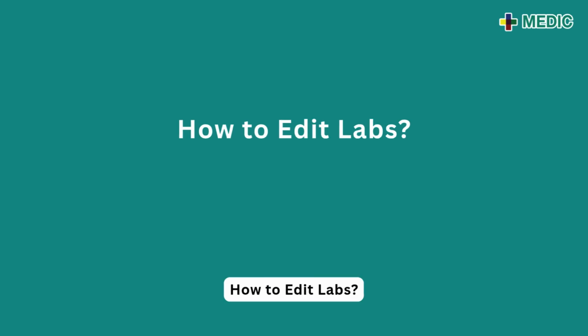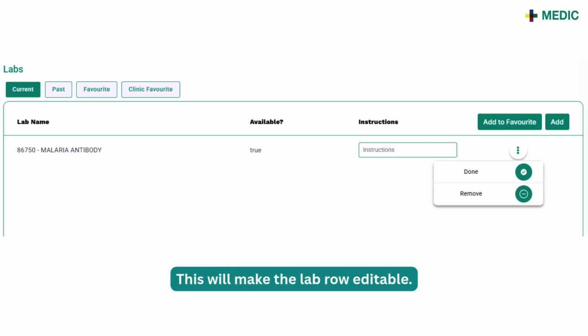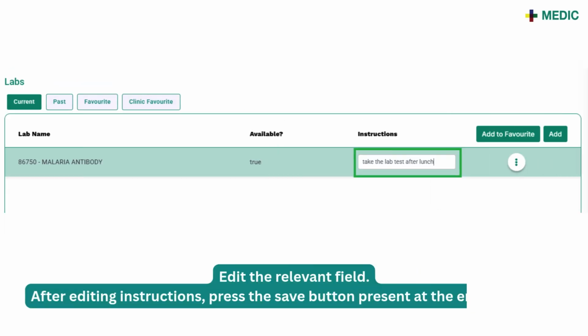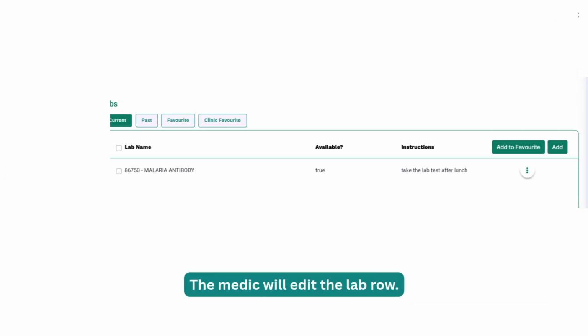How to edit labs. Go to the Lab section as described in the Prerequisites section. Now to edit the lab, select the Edit button. This will make the lab row editable. Edit the relevant field. After editing instructions, press the Save button present at the end of the row. The Medic will edit the lab row.